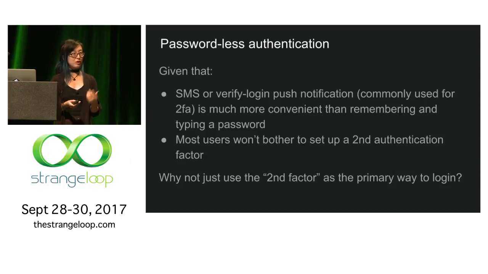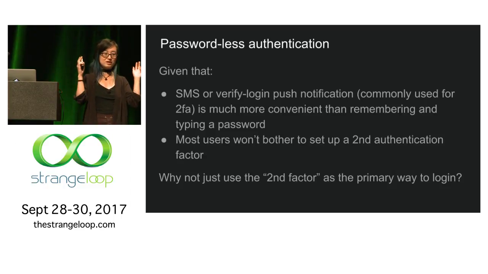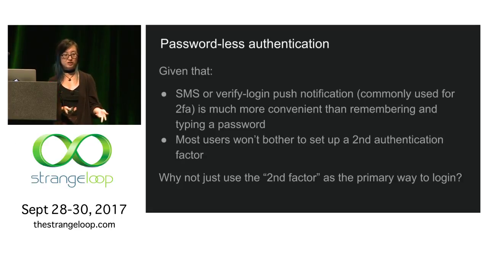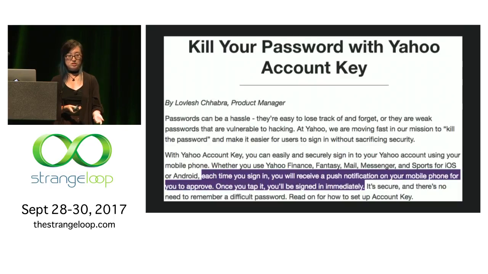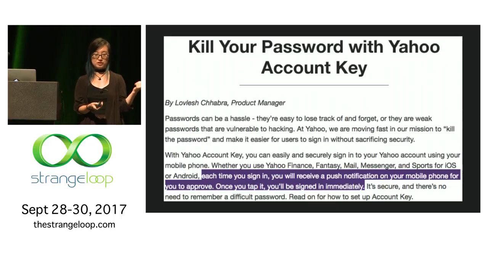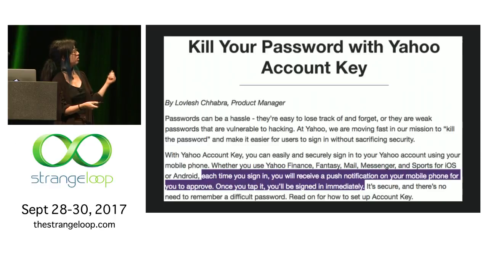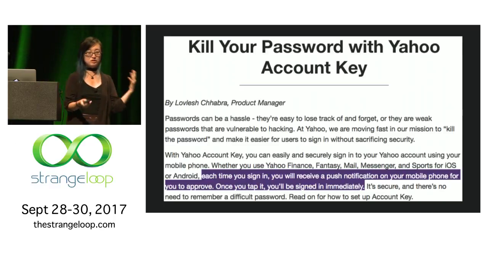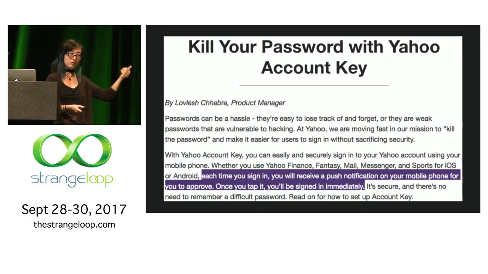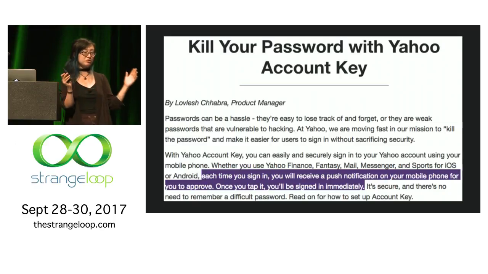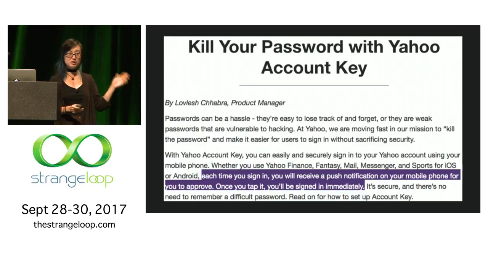So some people have been thinking, why don't we just use what we've traditionally used as the second factor as the primary way for people to log in? And what would that look like? Actually, in 2015, Yahoo Mail tried this. They had a system called Account Key, where each time you sign in, you receive a push notification on your mobile phone in the Yahoo app for you to approve. And then once you do that, you'll be signed in immediately. So in the user flow, the password input box was just gone completely. This makes sense for Yahoo because they've had a number of password breaches in the past, and their users don't always pick the best passwords, et cetera. And they don't usually set up two-factor.